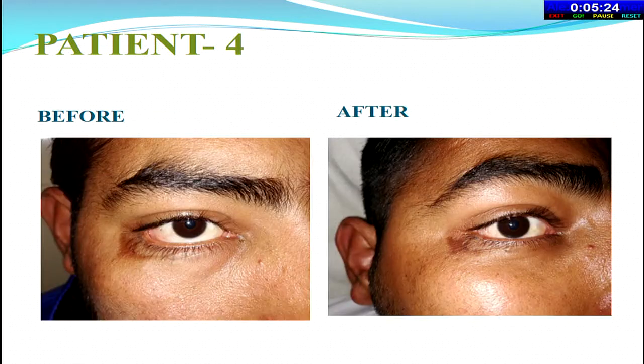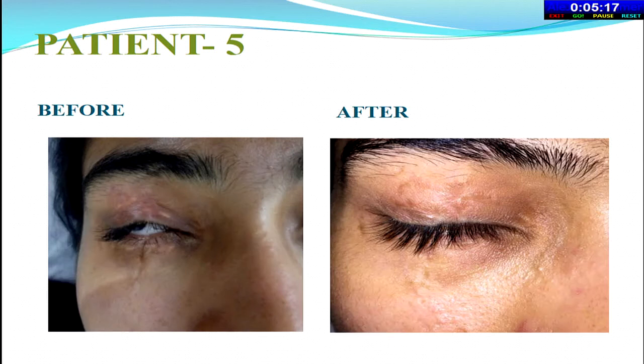This was another patient. You can see closely that the reduction in the amount of the lid touching the globe has increased. This patient was not able to close her eyelid, but after a few injections, 3 or 4 injections, she was able to close her eyelid properly.